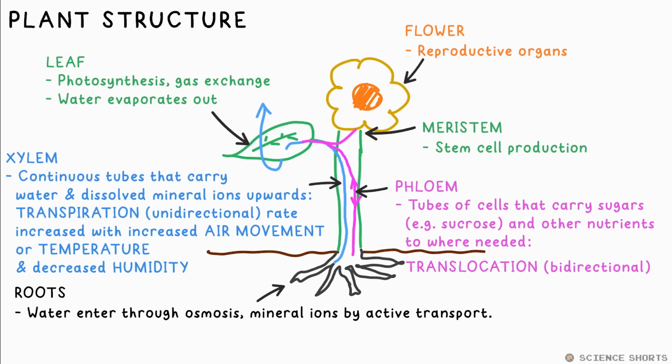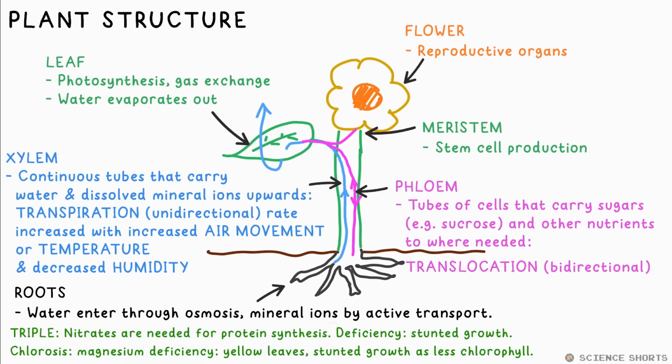Phloem, on the other hand, are the conveyor belts of cells that transport sugars, food, and sap up and down the plant. We call this translocation. That's bidirectional. A lack of nitrate ions means a plant can't synthesize proteins effectively, and that stunts growth. Chlorosis is the scientific term for the yellowing of leaves. This can be due to magnesium deficiency, as it is needed to make chlorophyll.